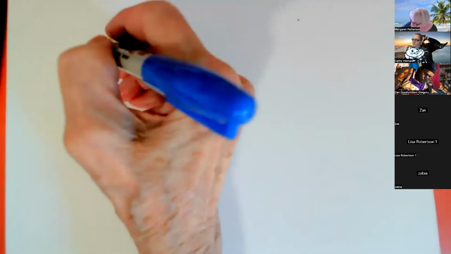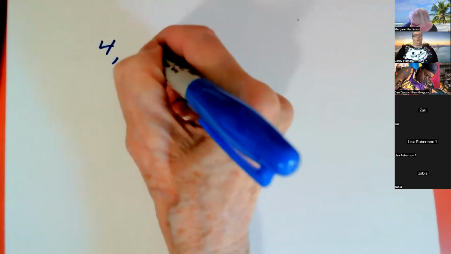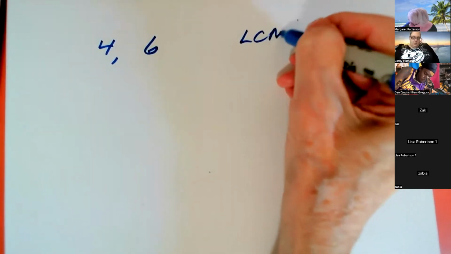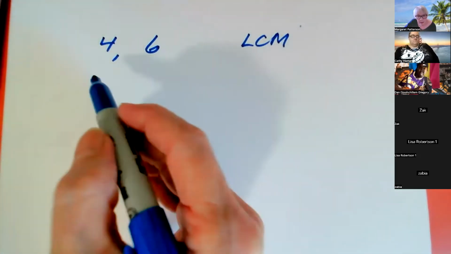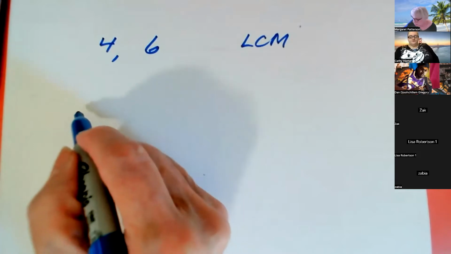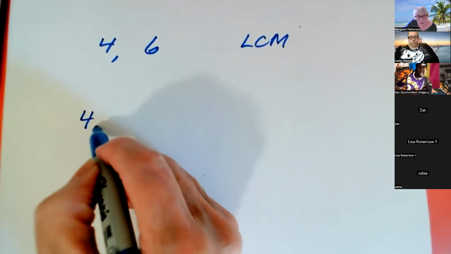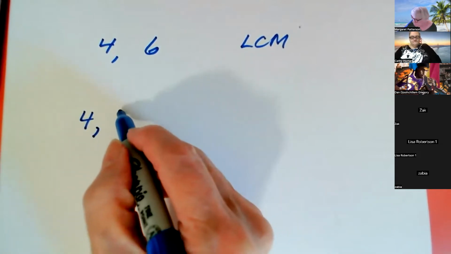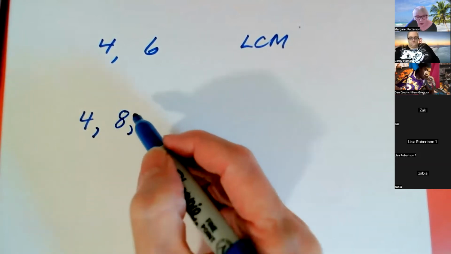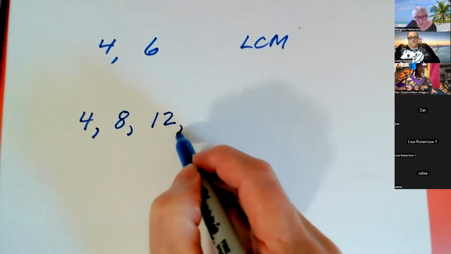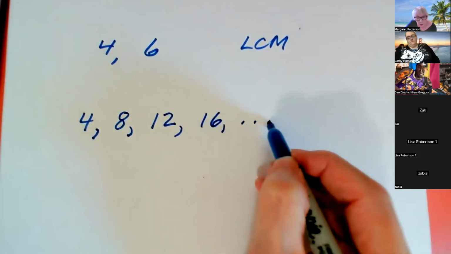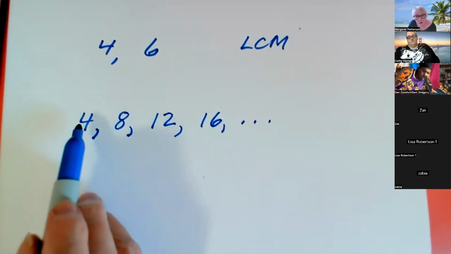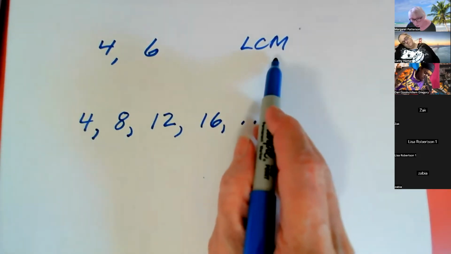Okay. So let's say I have 4 and 6, and the question is least common multiple. Now, multiples look like this, so multiples of 4. 4 times 1 is 4. 4 times 2 is 8. 4 times 3 is 12. 4 times 4 is 16, and you could just keep going, right? Those are the multiples of 4.